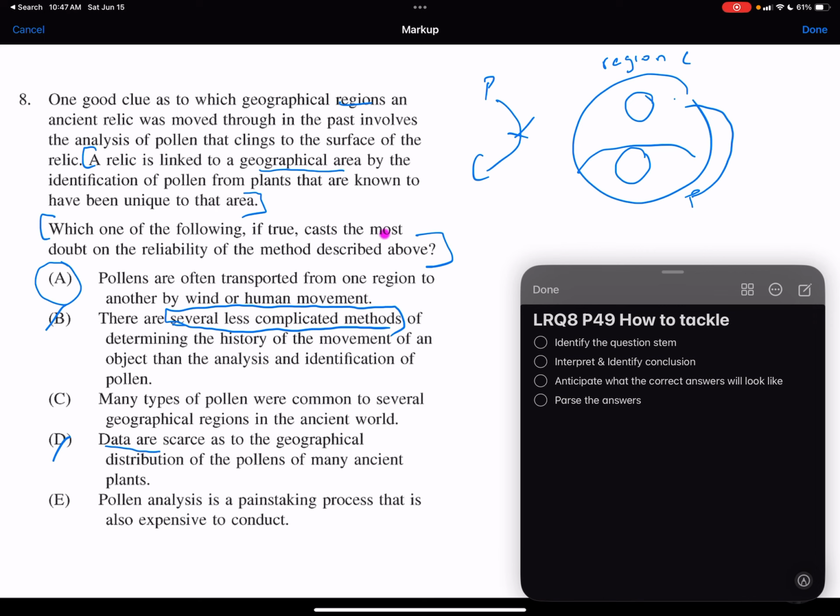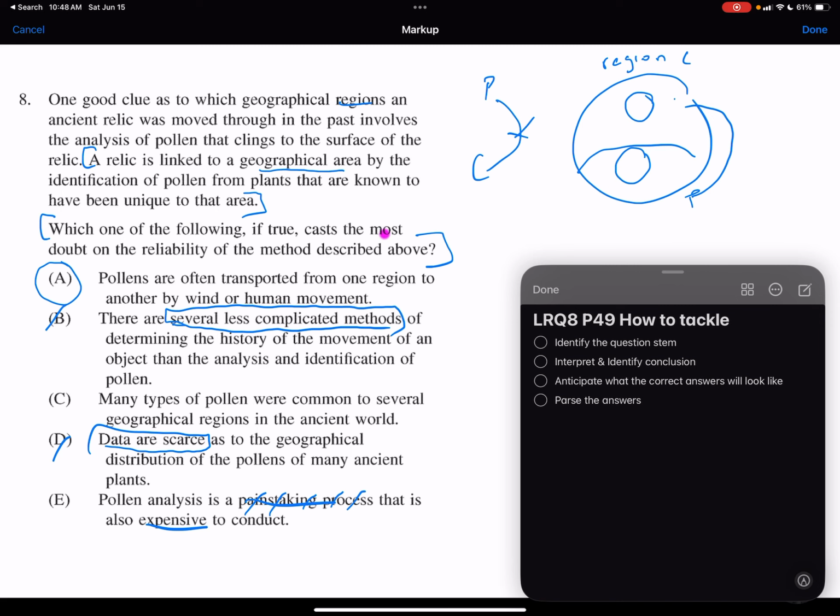It says data are scarce. Again, in the question stem, we don't talk about data and how scarce it is. So I would stop reading to save time on the test, but let's read the whole thing. Data are scarce as to the geographical distribution of pollens of many ancient plants. It's wrong.